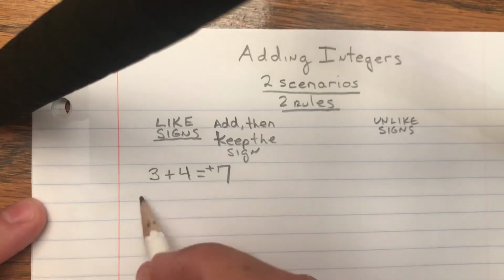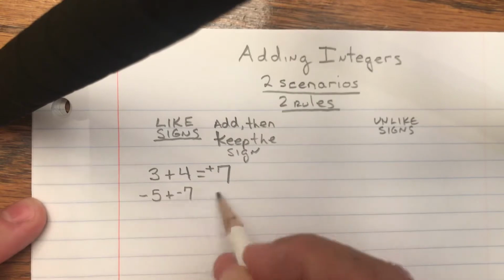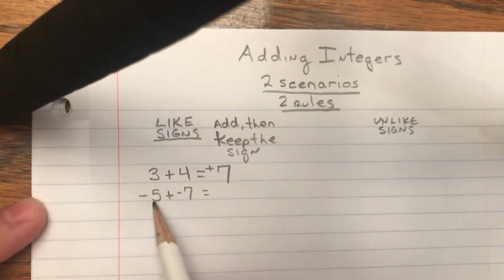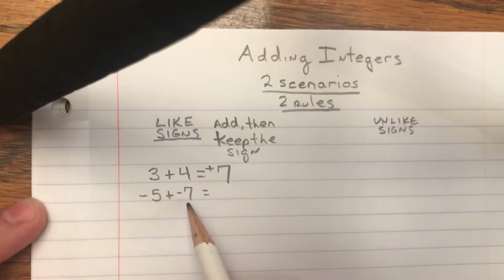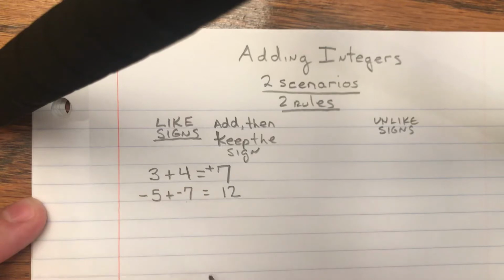Another example. -5 plus -7. So let's say you go down 5 floors on an elevator, and then you go down another 7 floors on the elevator. That would be a total of 12 floors, and you have to keep it negative because our rule says add them, 5 plus 7, then keep the sign. So I'm keeping the negative sign from both of these.